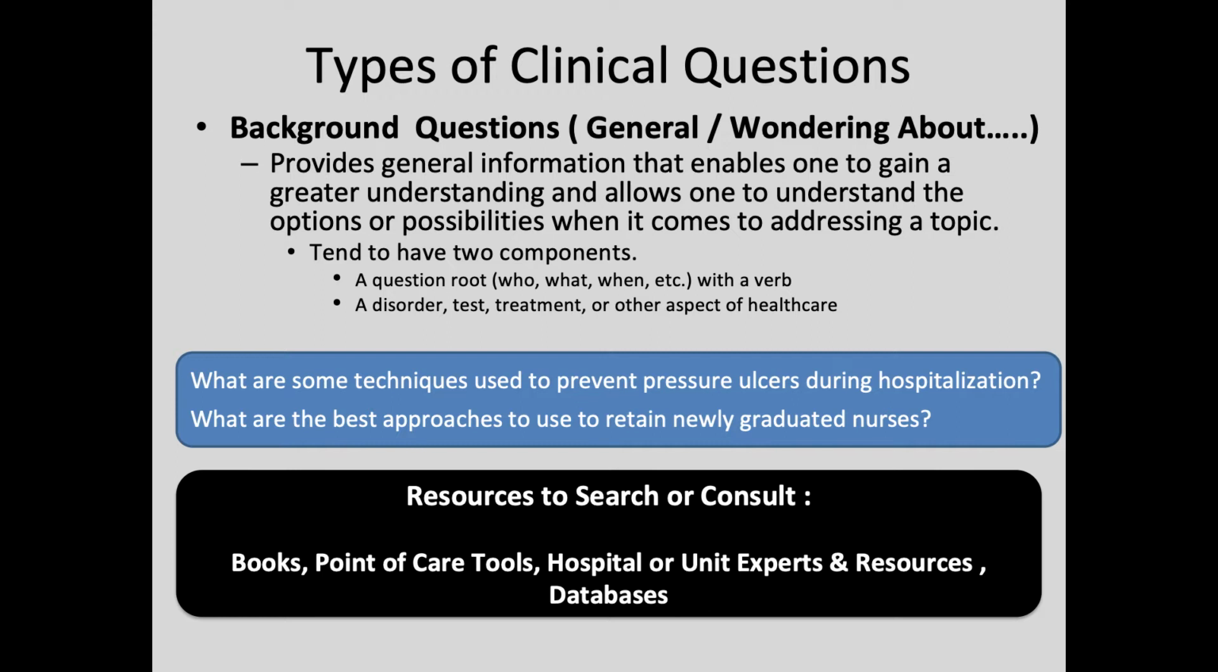Below, you can see some examples of background questions. As you can see, these are very broad and they allow you to get a lot of information about a particular topic. These types of questions can be answered by accessing information or evidence in books, point-of-care tools, and other resources like databases, as well as hospital or unit resources.